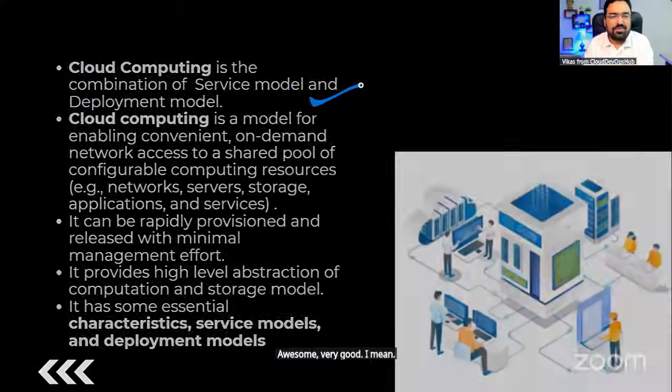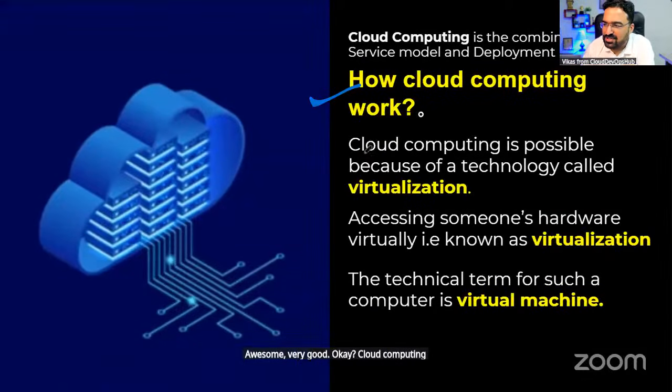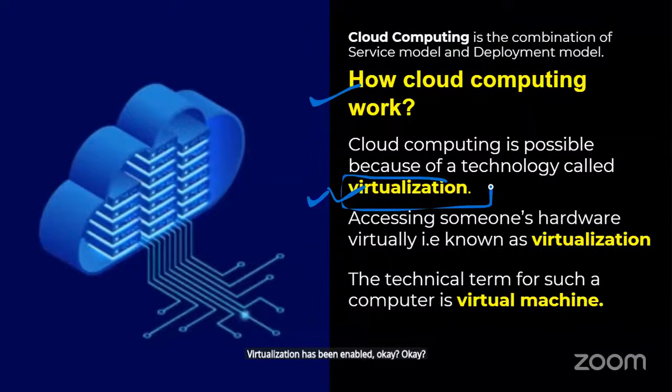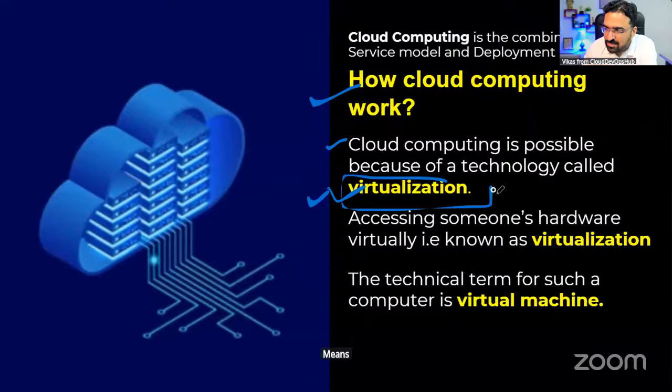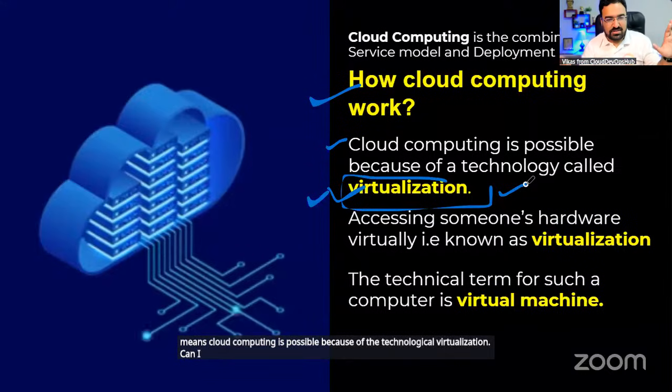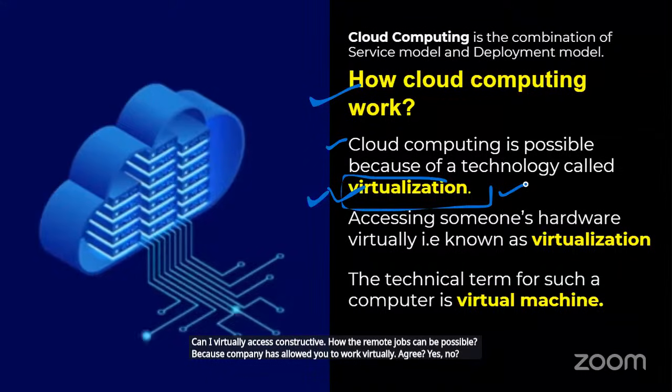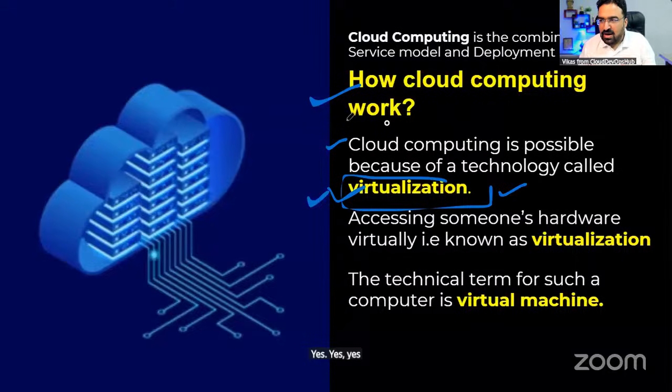Cloud computing works based on virtualization. Virtualization has been enabled, meaning I can access your things and you are giving the permissions. Cloud computing is possible because of the technology called virtualization, that you can access virtually. How are remote jobs possible? Because the company has allowed you to work virtually. Agree? Yes, no? Same way, cloud computing is possible because of virtualization.